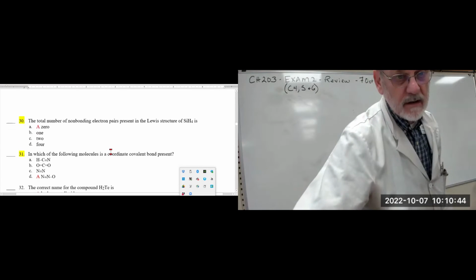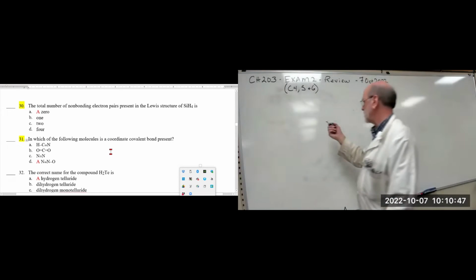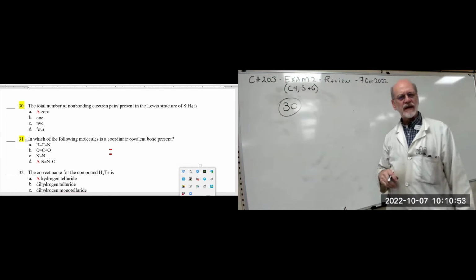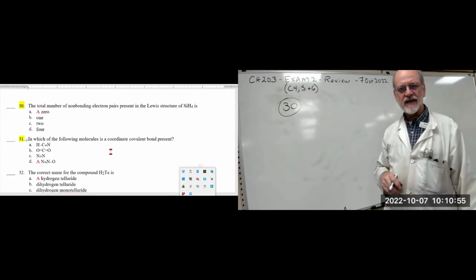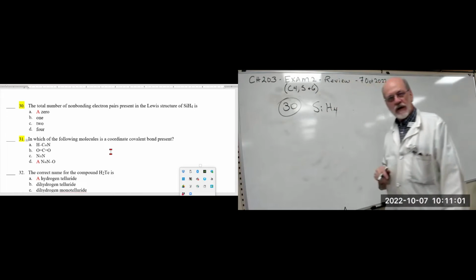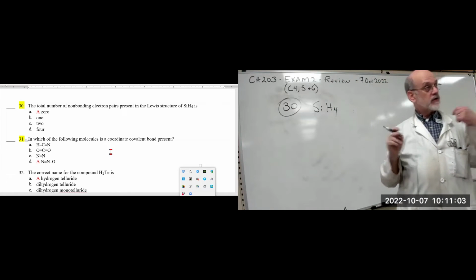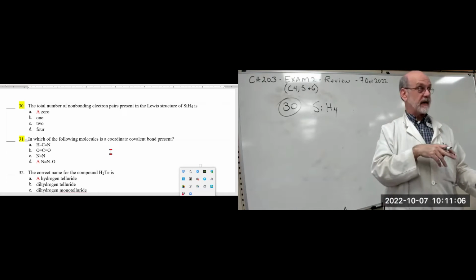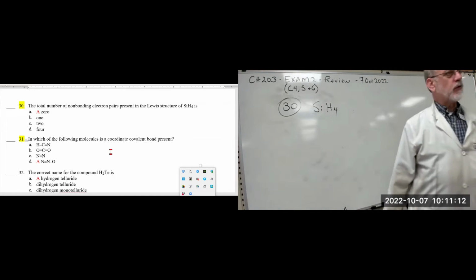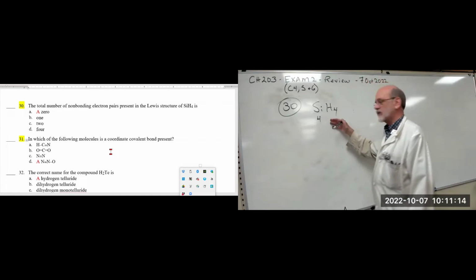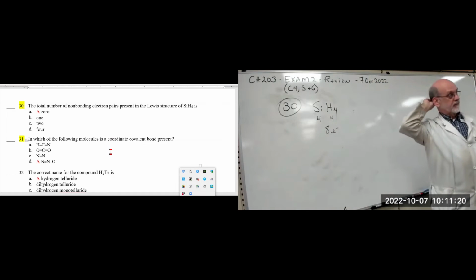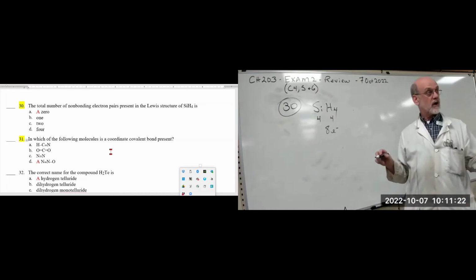All right. 30. The total number of non-bonding electron pairs present in the Lewis structure of SiH4. Okay, this one's a little more work. So we're going to have to draw the structure here and find out which of the electrons are bonding and which ones are non-bonding. Okay, so silicon, it's carbon's group, so it's got 4 valence electrons. Hydrogen has 1 each, so it's 4. So we have 8 electrons that we have to deal with. All right, how do we start?